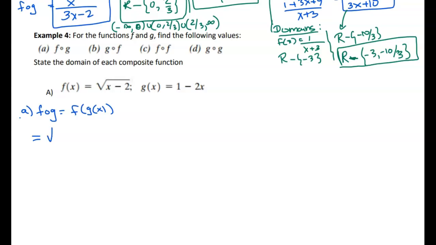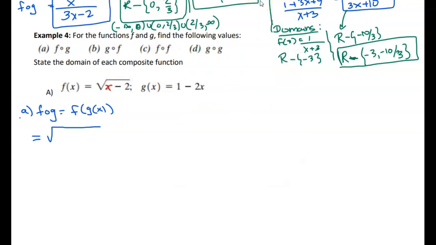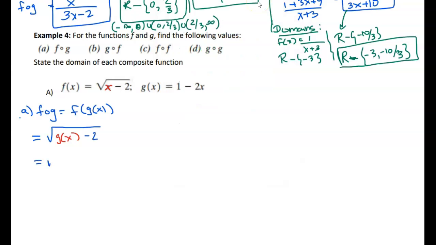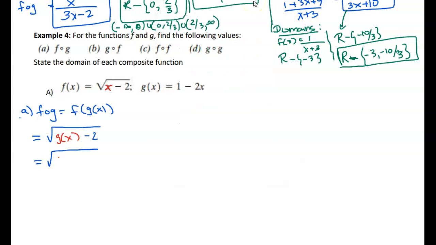So f is square root of x minus 2. So the x gets replaced by g of x. All right, so we get square root of g, which is 1 minus 2x, and then minus 2. We're going to simplify. We have negative 2x minus 1. Alright, so this is the result.